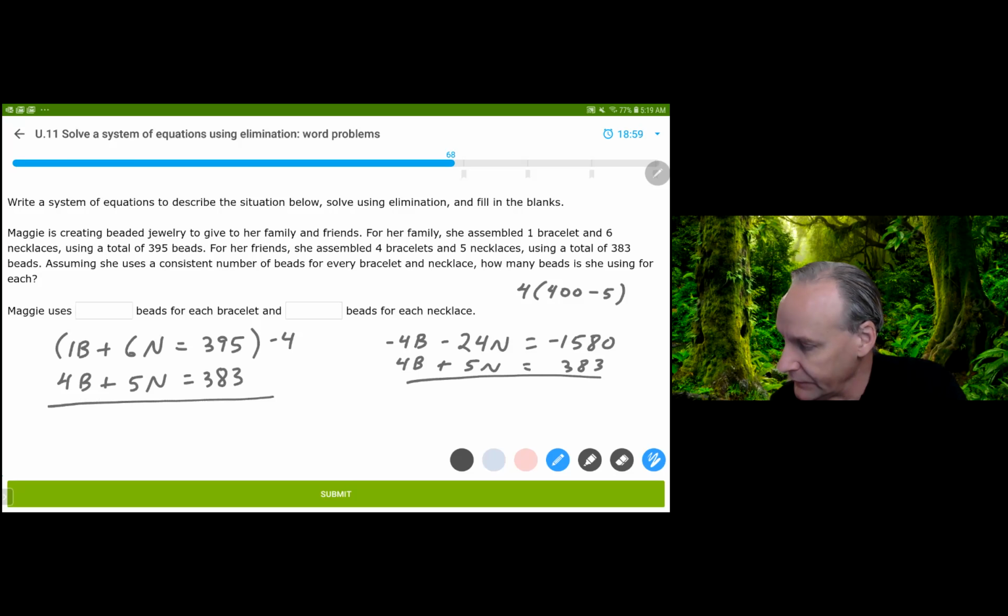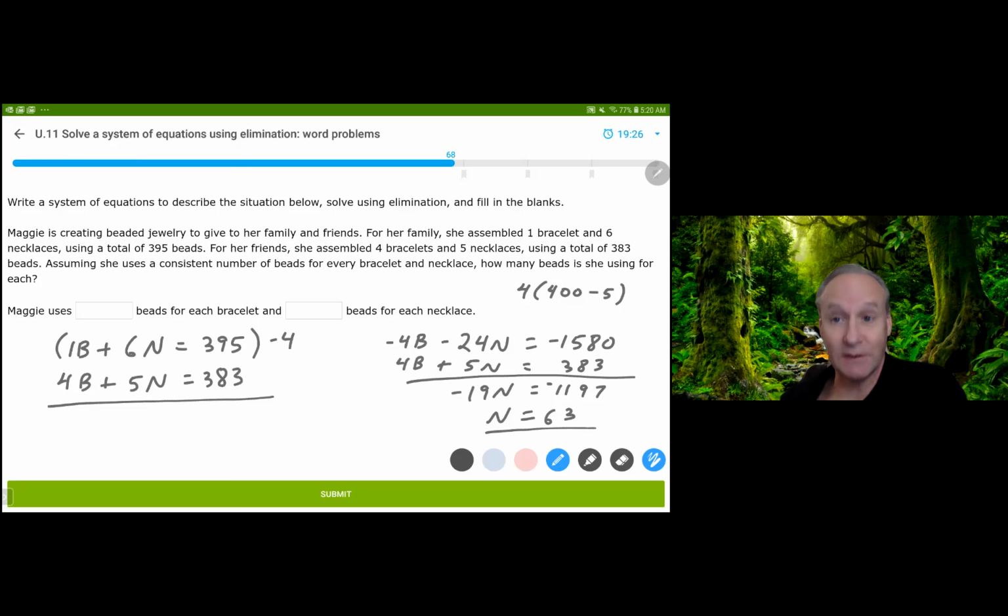And I do believe I'm going to use my calculator on this. I have -19n is equal to something ugly. Let's do it on my calculator. 1580 minus 383 is 1197. Of course, it's negative. And we're going to divide by 19. And we get 63. So it looks like the necklaces take 63 beads.